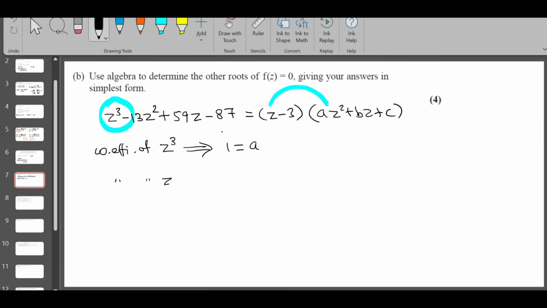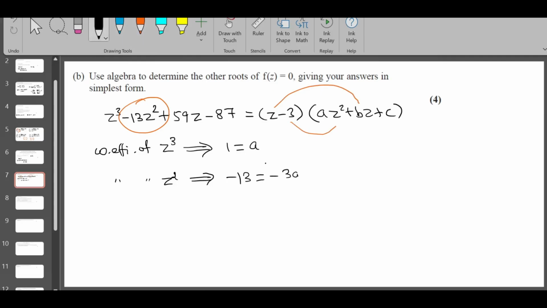Compare the coefficient of z square now. Here the coefficient is negative 13. On the right hand side you will have z square when you multiply these two and when you multiply these two. So it's going to be minus 3a plus b. You know a is 1, sub in here, minus 3 goes to the other side, plus 3, b is negative 10.